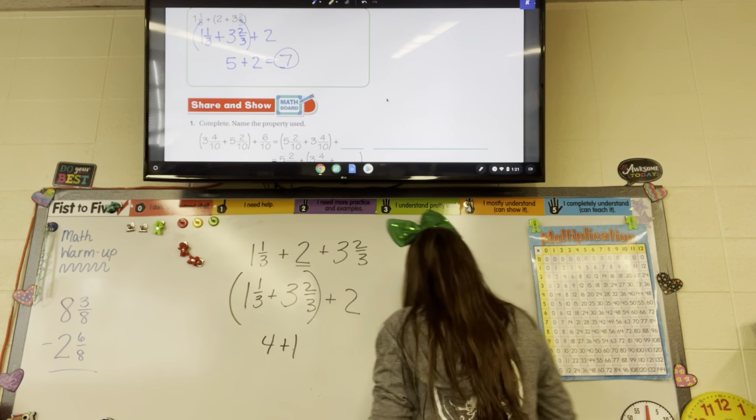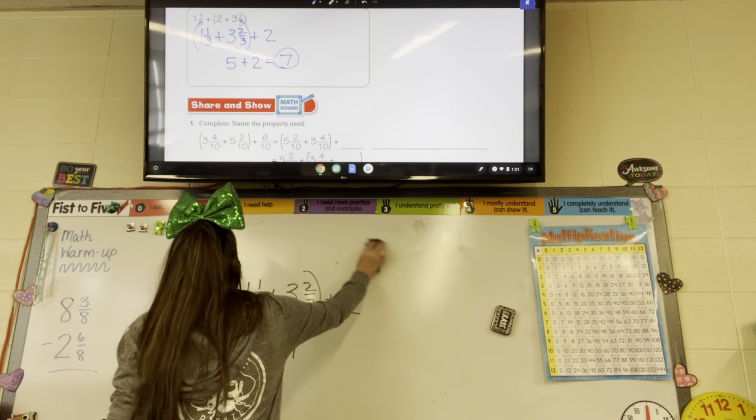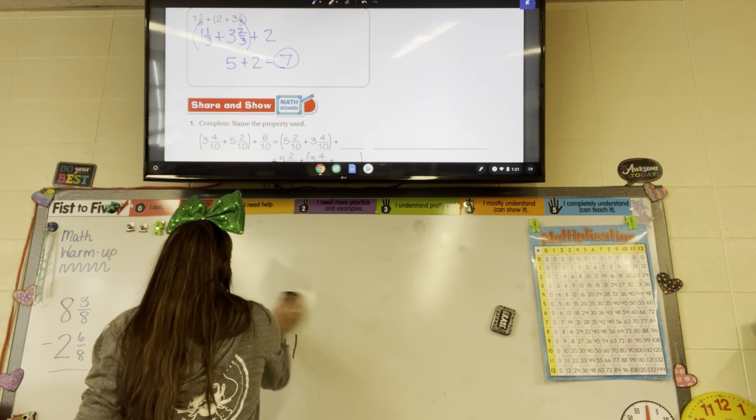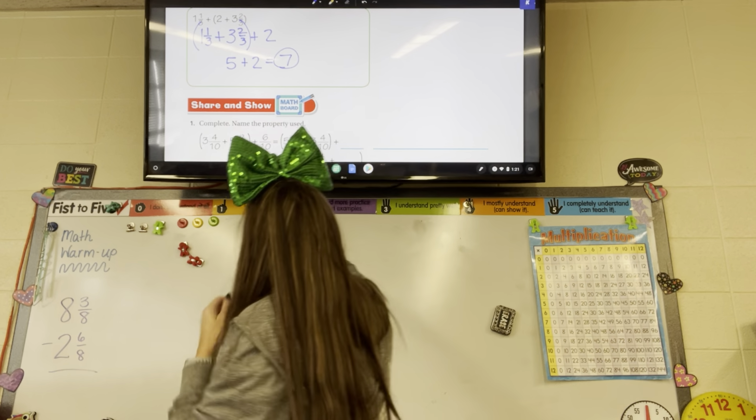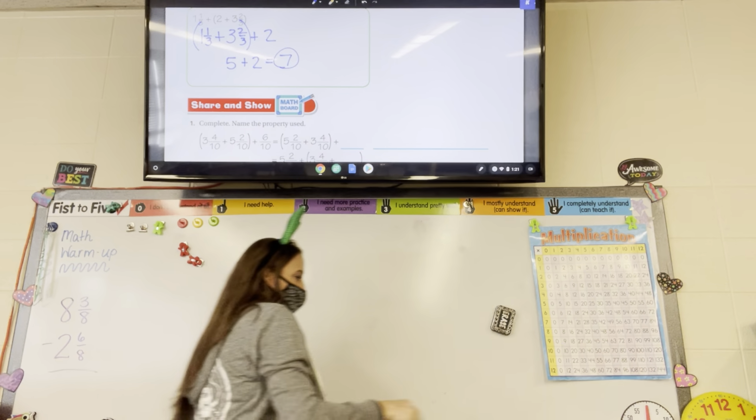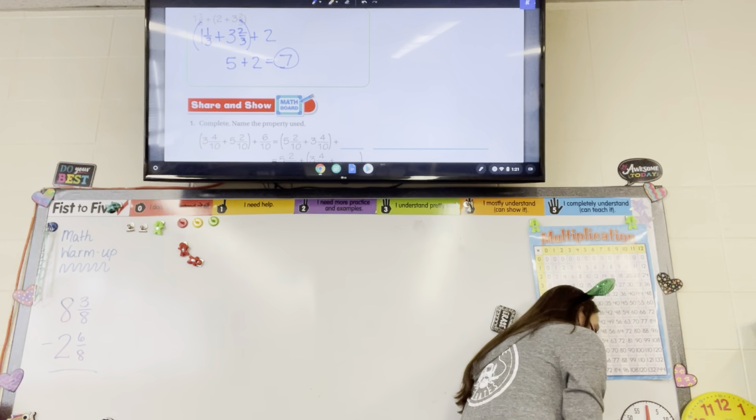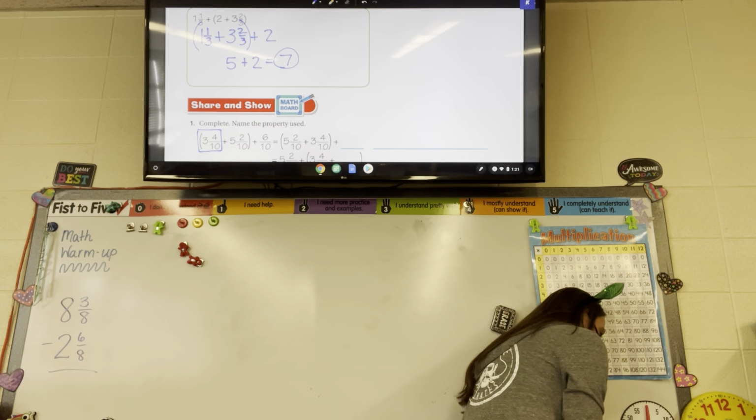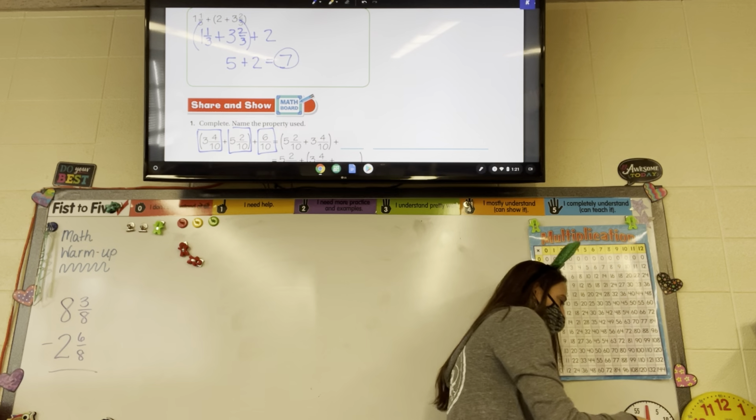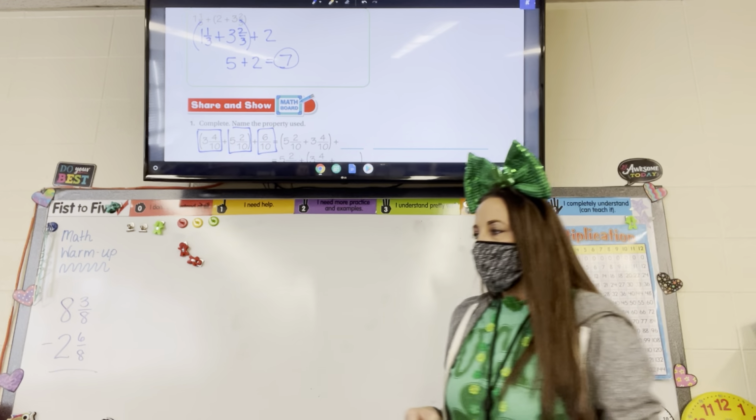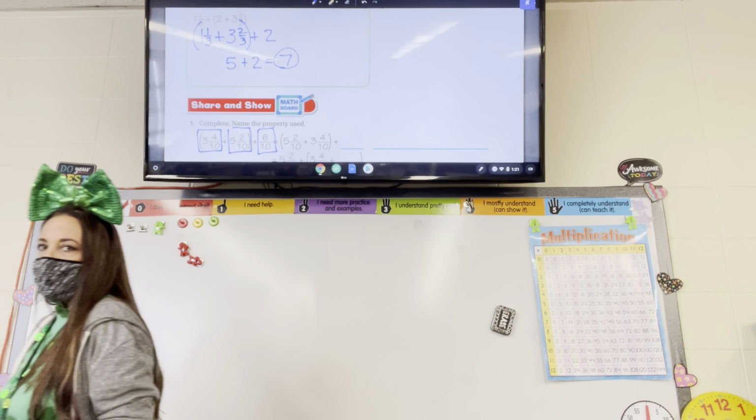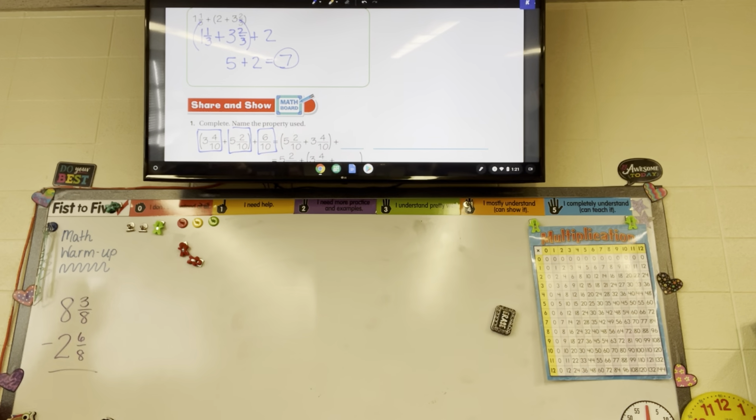Next, they want us to break this problem apart and say what property we used to do what we did. Okay, so to start with, we have these 3 add-ins. We have 3 and 4 tenths, 5 and 2 tenths, and 6 tenths. Which 2 should go together first? Somebody who hasn't answered yet today. Cash, which 2 should go together first?